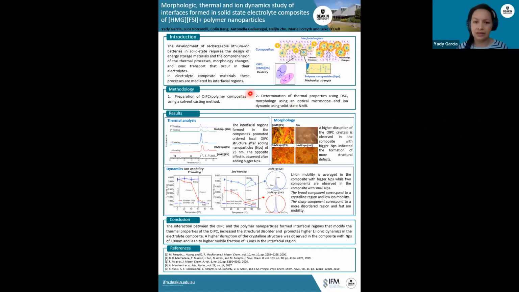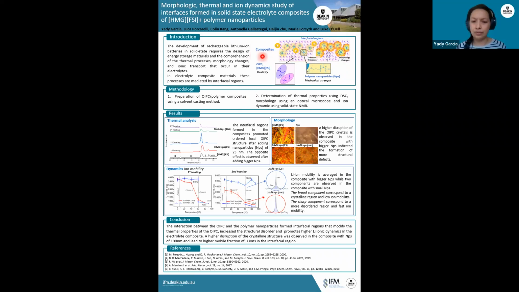Hello, my name is Yadi Garcia, and my project focuses on the comprehension of the thermal processes, morphology changes, and ion transport that occur in electrolyte composite materials. These processes are mediated by interfacial regions, and their understanding will boost the design of energy storage materials with application in rechargeable lithium-ion batteries.